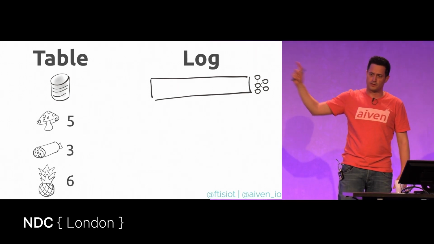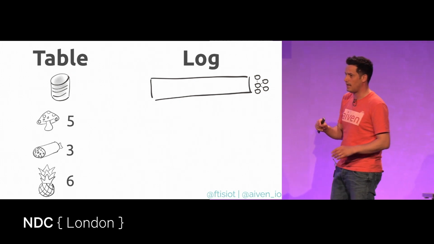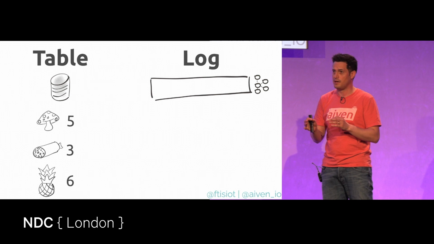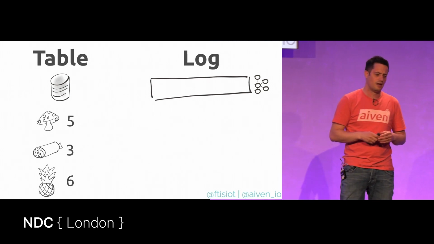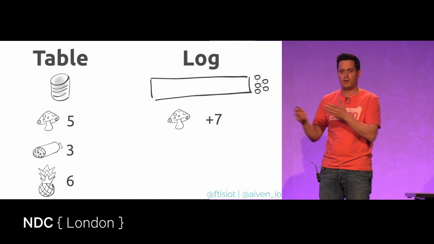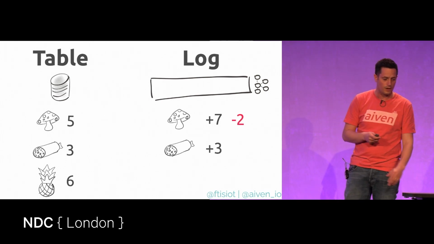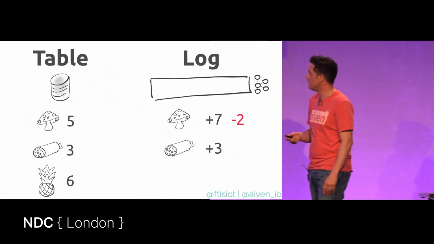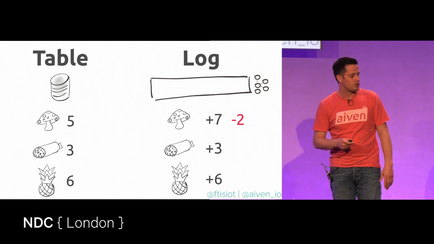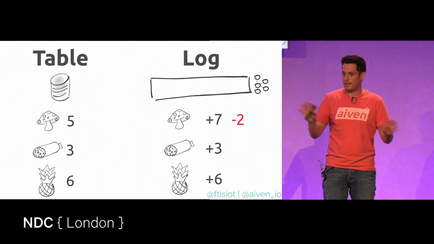If, on the other side, we store the same information in a log, and we query the log, it will tell the same thing, but a little bit different. It will tell us that we purchased 7 mushrooms, and we used 2 of them, so the current state is 5. We purchased 3 salamis, and we used none. And we purchased 6 pineapples. If the situation was like this, paradise.